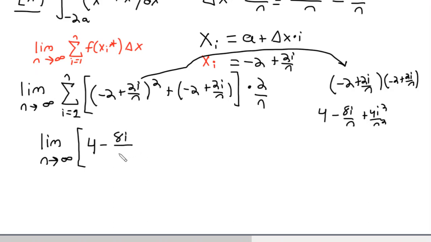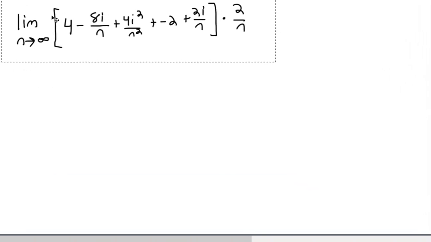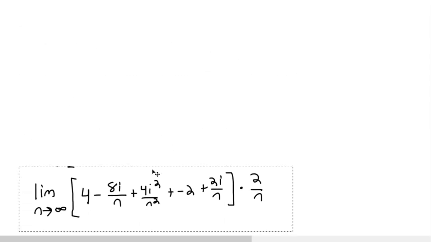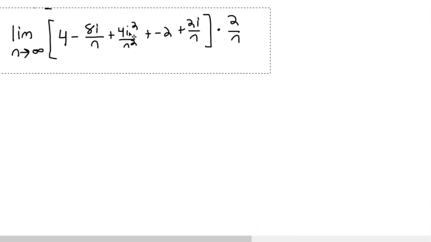Okay, so I'm going to get 4 minus 8i over n. Let me rewrite that, it's a little messy. 4 minus 8i over n plus 4i squared over n squared, plus negative 2 plus 2i over n, times 2 over n. Okay, and I can see that I'm about to run out of room, so I'm just going to take this little piece and clear the board. Hopefully this will work pretty nicely. So I'm going to paste this back in. Okay, this is right where I left off, so that works perfectly. I'm just going to drag this back up really quickly, just so I don't lose my progress.